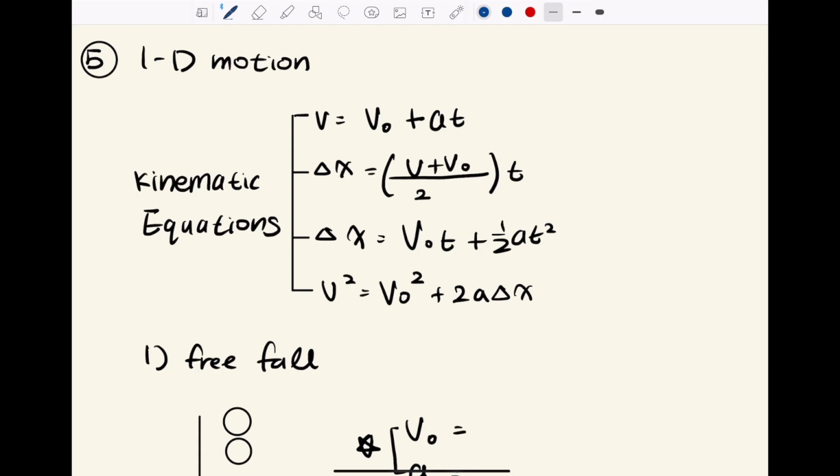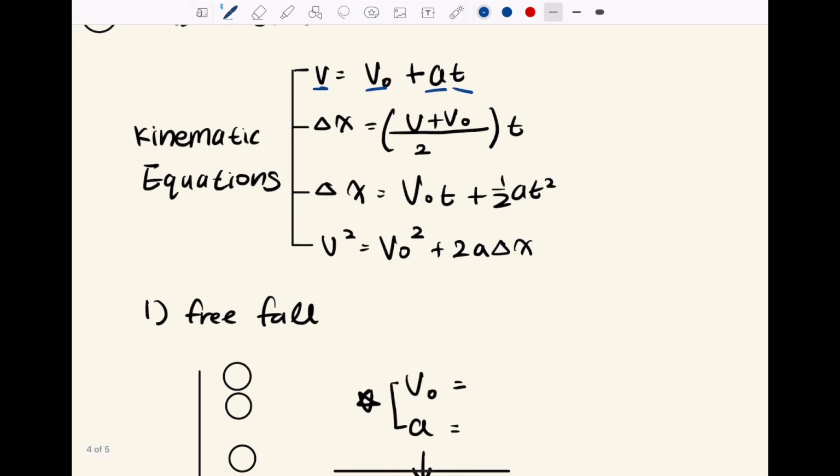Now we're going to move on to one-dimensional motion. So these four equations shown are the kinematics equations. And the kinematics equations are the building blocks of how to solve one-dimensional motion and even two-dimensional motion physics problems. So they're very handy to keep in mind and even memorize them. So the V here means velocity, and V0 means initial velocity, and A means acceleration, and T means time, and delta X means basically the distance.